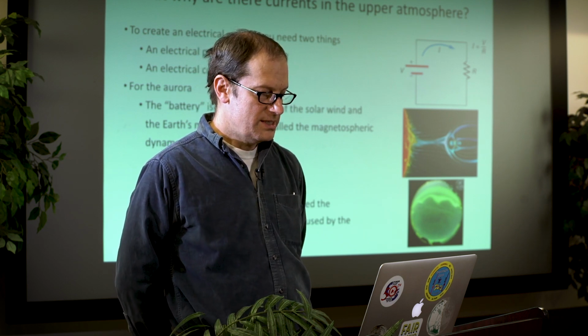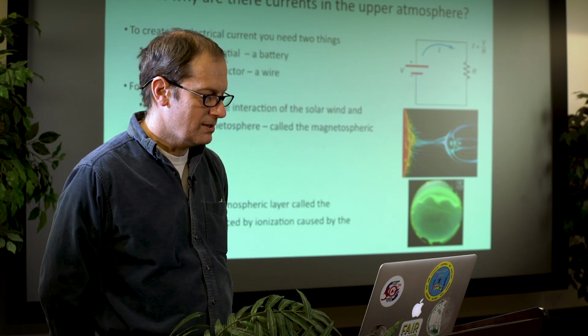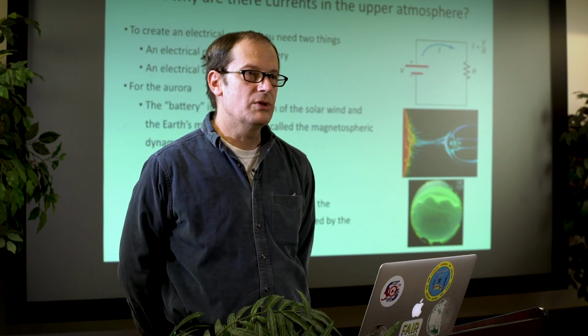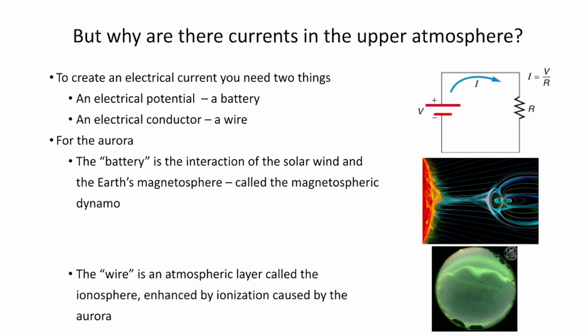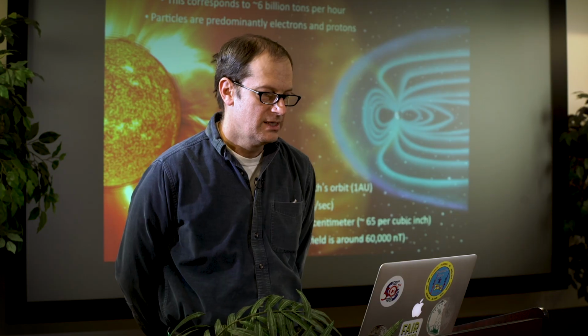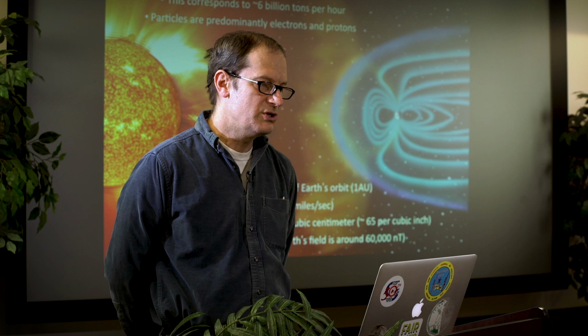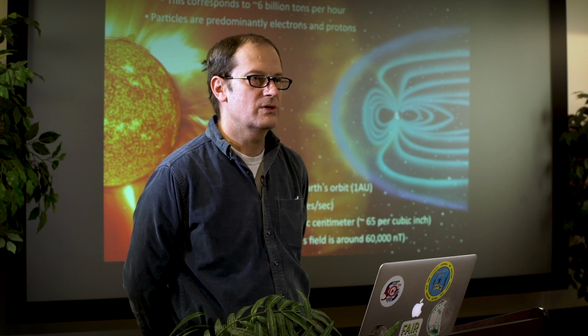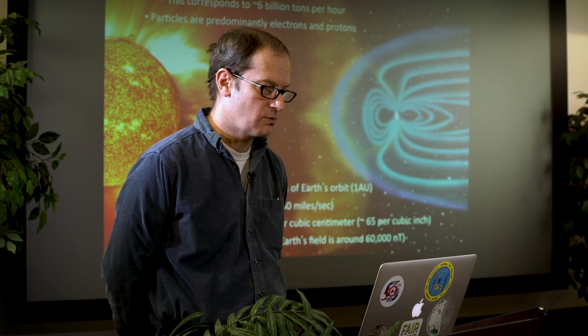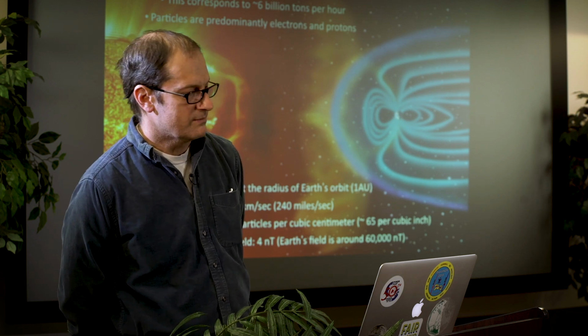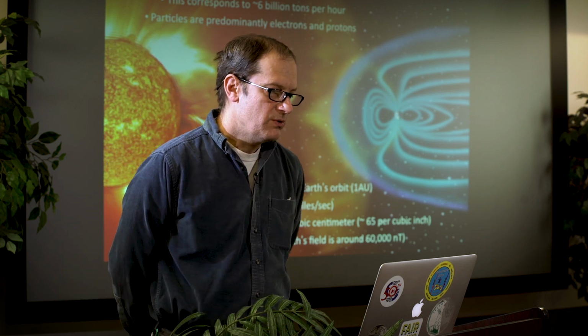The wire is an atmospheric layer, an upper atmospheric layer that we call the ionosphere, and it's enhanced at times by ionization caused by the aurora, and that's what creates the wire. So we'll talk about those in a second. So let's talk about the solar wind. All of the energy that goes into what we call space weather or space dynamics or in the aurora, it's all caused by the solar wind. All comes from there. So the sun is hot.